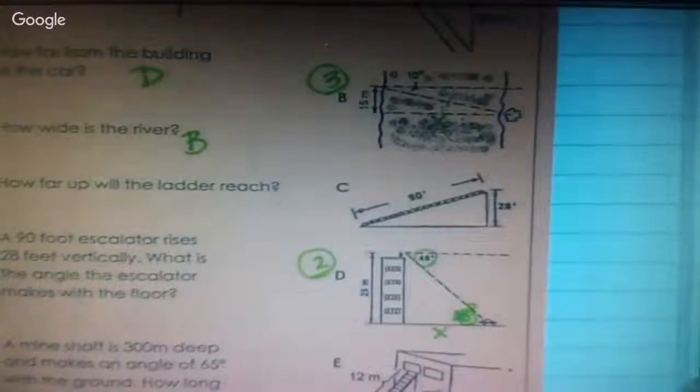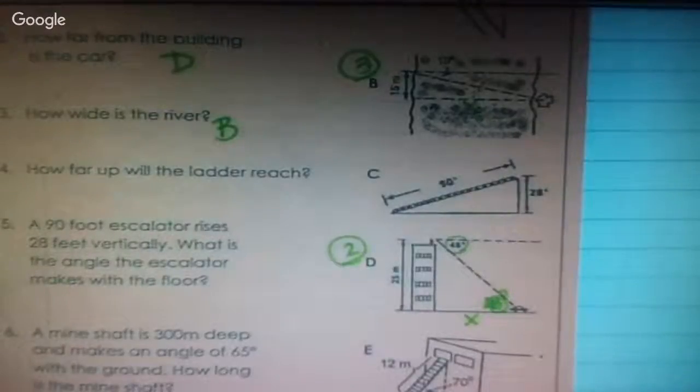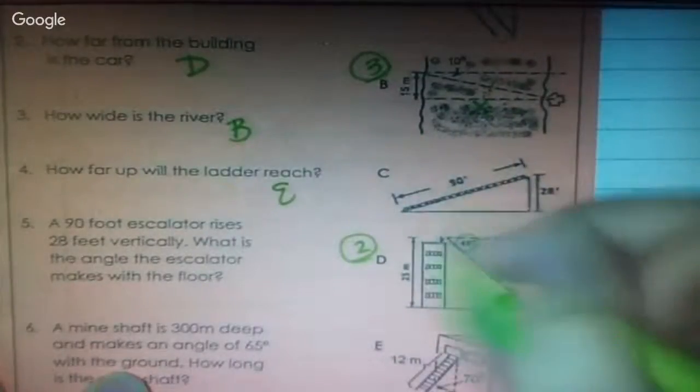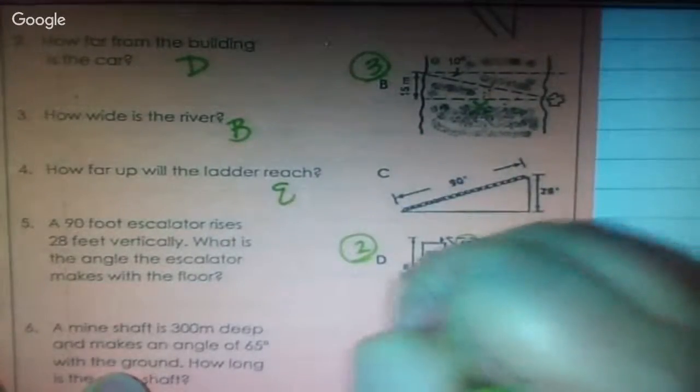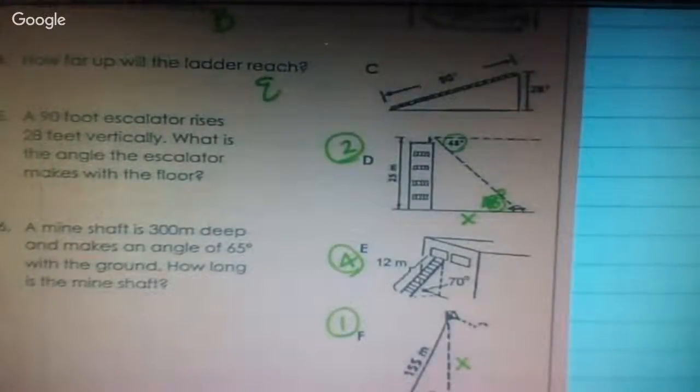Number 4: how far up will the ladder reach? E. It's definitely E. Okay, what am I trying to find? You are trying to find the other leg. They didn't even give you one of the legs. Which leg? The one on the bottom? No, the one on the side. We're looking for height. We're looking for height.